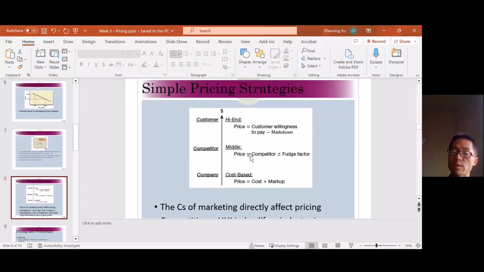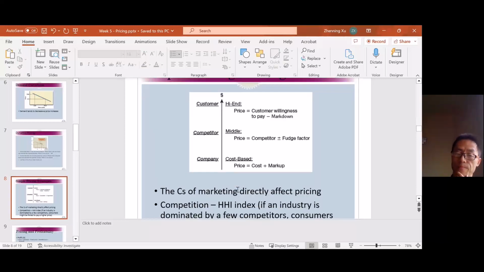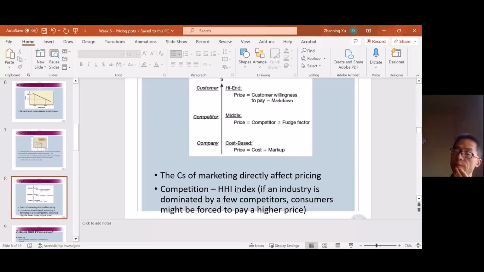So that being said, consider how much you charge as a company, how much your competitors charge, and finally how much your customers are willing to pay. Now imagine you purchase Wi-Fi or internet services. This industry is usually dominated by a few competitors. So again, as a company, you are more likely to charge a higher price because there's less competition.